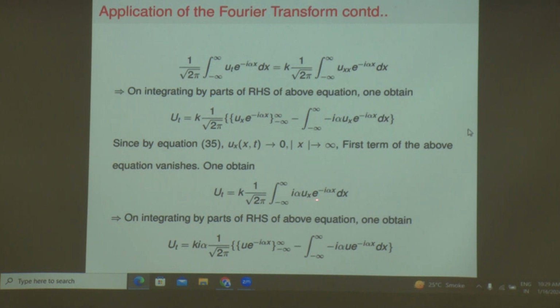Now what will happen over here? This i alpha I will take outside as it is a constant material property. 1 upon root 2 pi I can also take outside, and again the integration of u_x can be written as u. I can reduce the derivative by 1 for finding the integration, e to the power minus i alpha x as it is, and minus the integration of the integrated function into the derivative of the first. That way I can process here again. Again, our property, equation number 35, tells us u and u_x tend to 0 as mod x tends to infinity. Therefore again this first bracket will vanish.